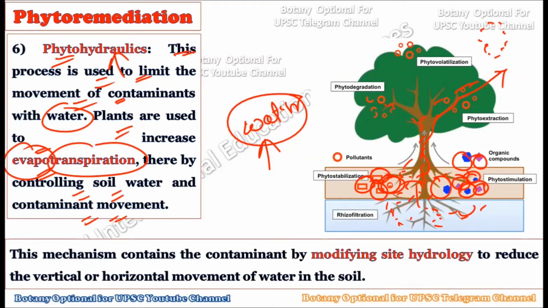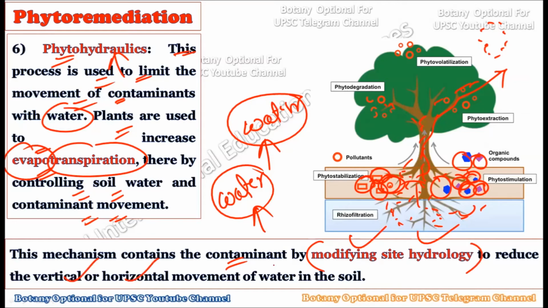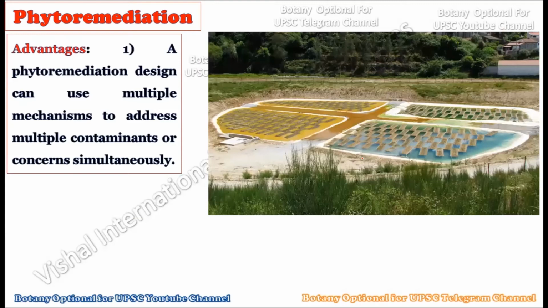Okay, so this mechanism contains the contaminant by modifying the site hydrology. In this particular process, water is an essential factor, and we have to change the site hydrology in order to restrict the pollutant from spreading to other areas, to reduce the vertical and horizontal movement of the water in the soil. That is, water is the primary vector for these pollutants, and if we restrict the water, we can also restrict the pollutant as well, and hence we should modify the hydrology of that particular area when we are using phytohydraulics, by increasing the evapotranspiration within the plants. Okay, so these are the six methods which are used in phytoremediation.